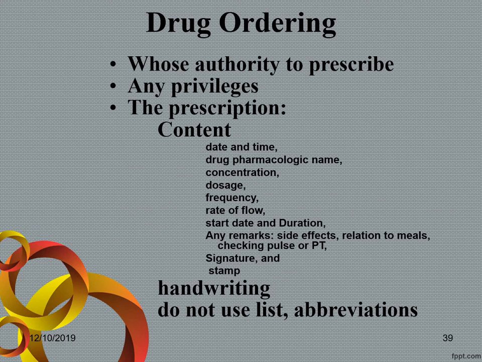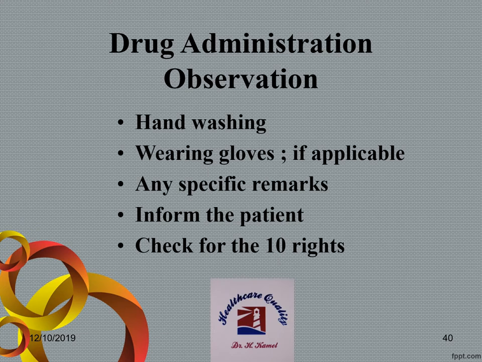For drug ordering, they check whose authority to prescribe, any privileges, the prescription, its contents, handwriting, and do not use list and abbreviations. Drug administration is usually checked by observation, hand washing, wearing gloves, any specific remarks, inform the patient, and they check for the 10 rights of drug administration.